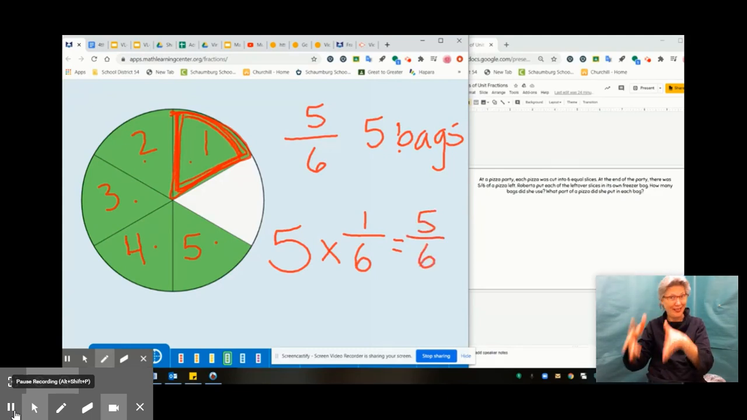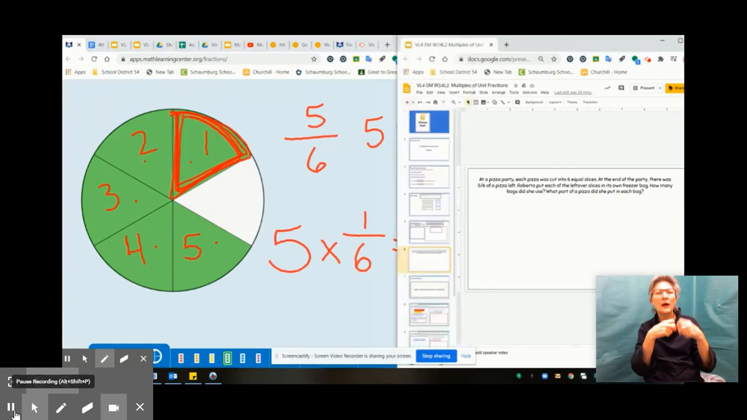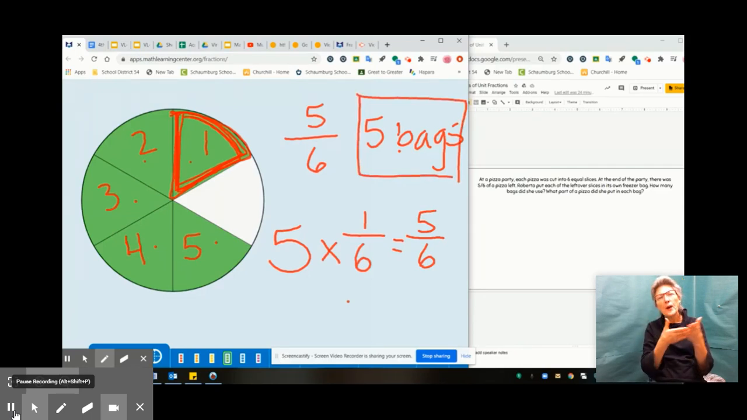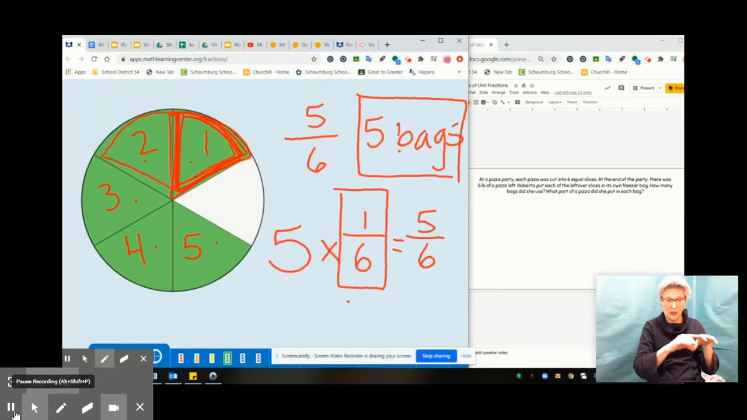So I'm going to look back at my problem over here to the right and just make sure that I answered both of those questions. My question asks, how many bags did she use? We said she used 5 bags, right? And then my question asks, what part of a pizza did she put in each bag? And we figured out that she put 1/6 of the pizza in each bag, right? Because this piece here is worth 1/6. This is worth 1/6, 1/6, 1/6, 1/6.